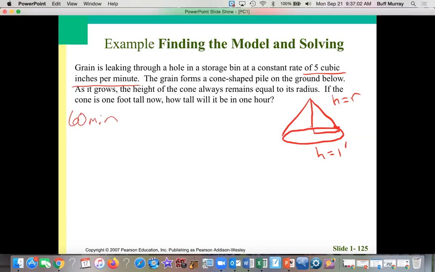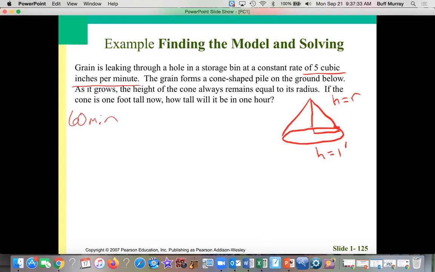Okay. So what are some things we should try to use here? Or what's maybe a strategy we could use here? Or talk me through what you think we should do. What formula might be important here? Well, cubic inches, what type of measurement is that? Volume. So we might need to know the volume of a cone.